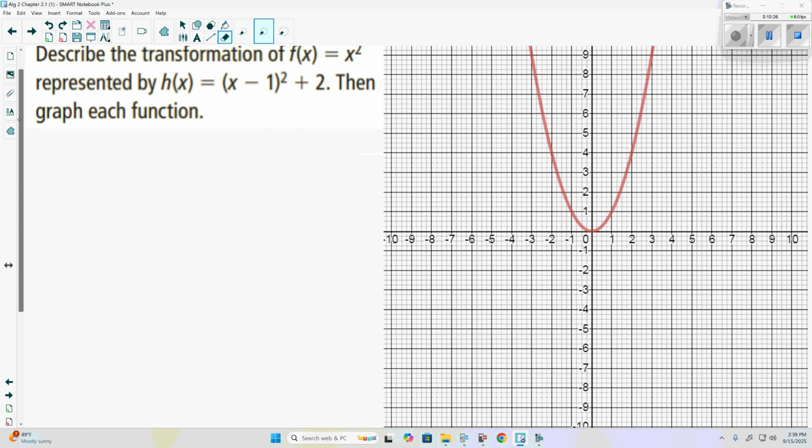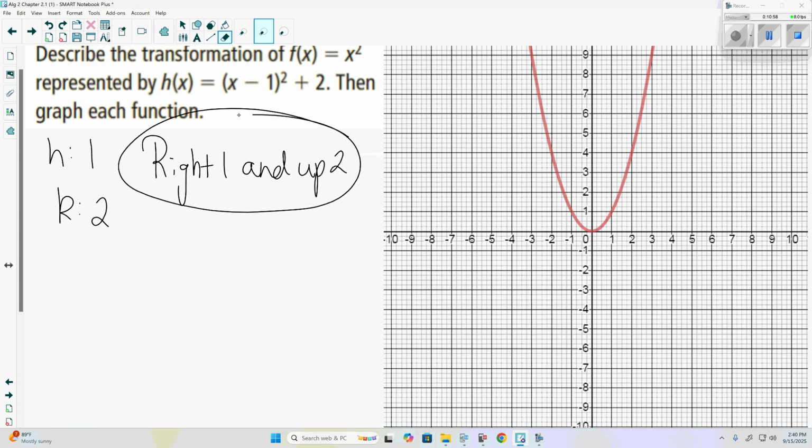Let's look at this last one here. There is no value of A, but H and K we do have, yes? H would be positive 1, because X minus H, X minus 1. So H would indeed be positive 1. K would be positive 2. So how are we moving here? Right 1 and up 2. Right 1 and up 2. That's it. Questions on this here?